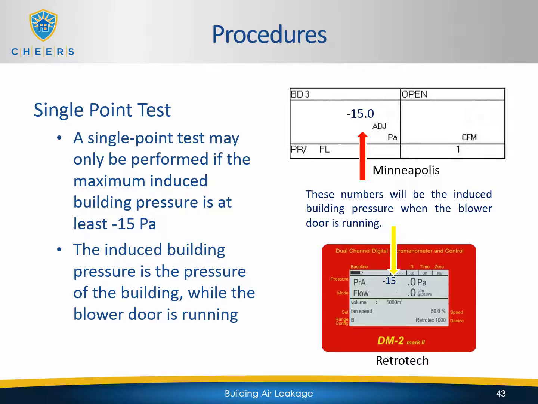You're not going to be able to conduct your test. And on the right-hand side, you're seeing an example of the Minneapolis manometer screen and the Retrotec DM2 manometer screen. That's just to give you an example where you will see that particular number. So the -15, that's the threshold. You've got to be at least -15 or more negative than that.